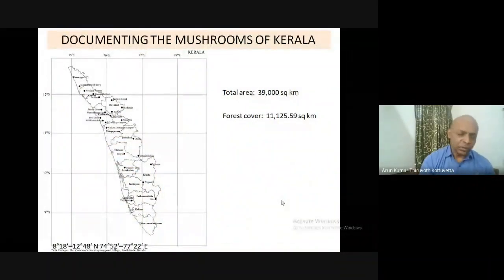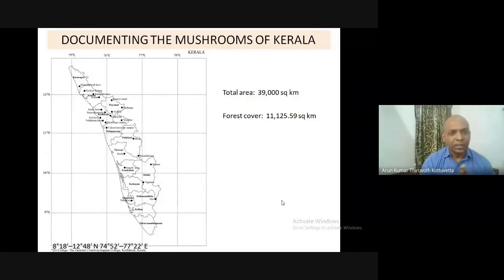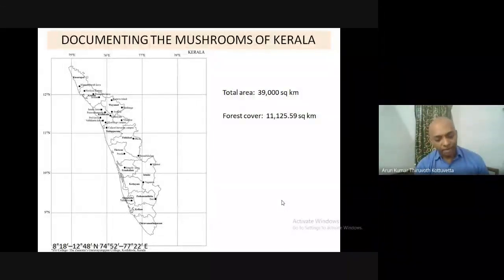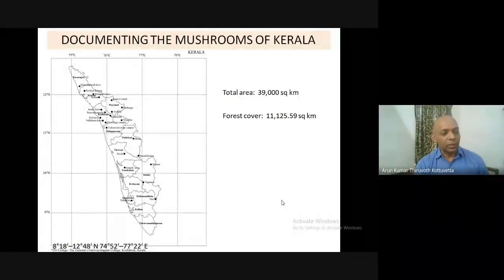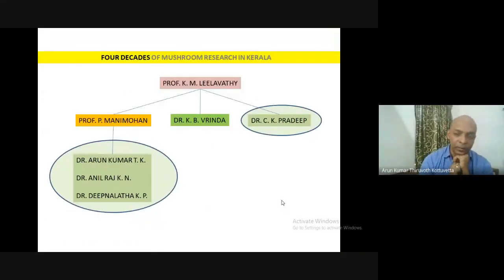Documenting the mushrooms of Kerala. Kerala is a state in the southwest corner of India, and we have a total area of 39,000 square kilometers. We have a forest cover of around 11,000 square kilometers. We form a part of the Western Ghats, so along with the other states, we also share some part of the Western Ghat flora. Kerala has a rich biodiversity in terms of plant wealth. We have around 5,000 plant species recorded so far, and even now some new species are being recorded. So we have a good biodiversity.